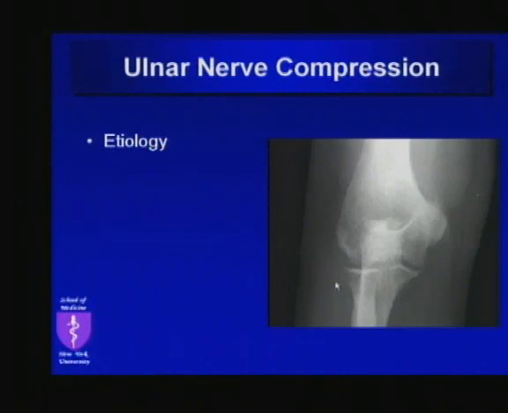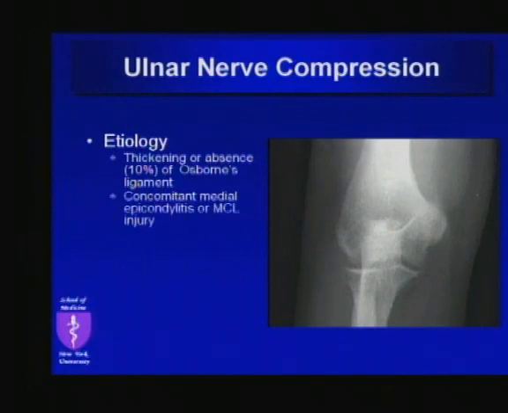And oftentimes it does. What about the etiology of ulnar nerve compression? Well, you can have thickening of Osborne's ligament or the cubital tunnel retinaculum. If you have absence, which you can have in 10% of cases, then that ulnar nerve can chronically sublux out of the cubital tunnel and become damaged with ulnar neuropathy. You can have concomitant medial epicondylitis or MCL injury, which I've been stressing, or you can have a space-occupying lesion.